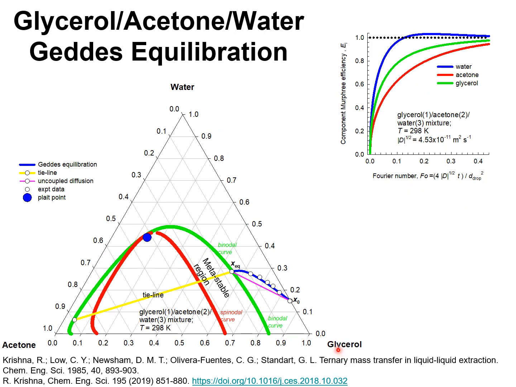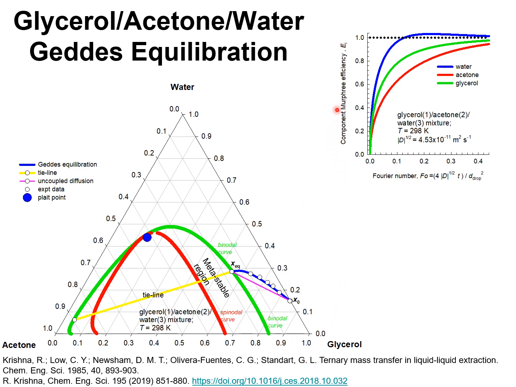For the liquid-liquid mixture glycerol, acetone, water, these are the model calculations using the Geddes Maxwell-Stefan description of a feed composition shown here. As it equilibrates to this composition, the blue line shows the calculated equilibration trajectory. This is curvilinear, and it matches the experimental data published in 1985 in the Standart group at the University of Manchester.